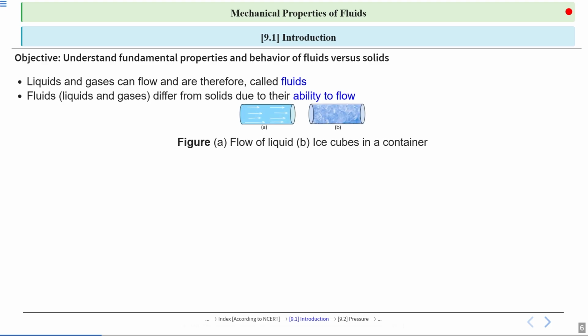Fluids differ from solids in their ability to flow. So in the figure, you can see the flow of liquid compared to ice cubes in a container. This visual helps us understand that while solids like ice maintain their shape, liquids adapt to the shape of their container, demonstrating that fluid nature. Alright, so it means fluid can flow, whereas solids maintain their shape.